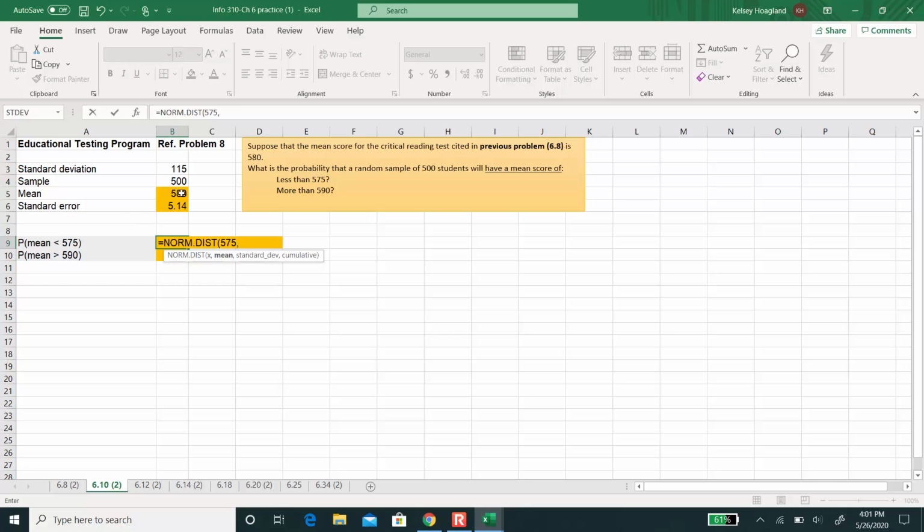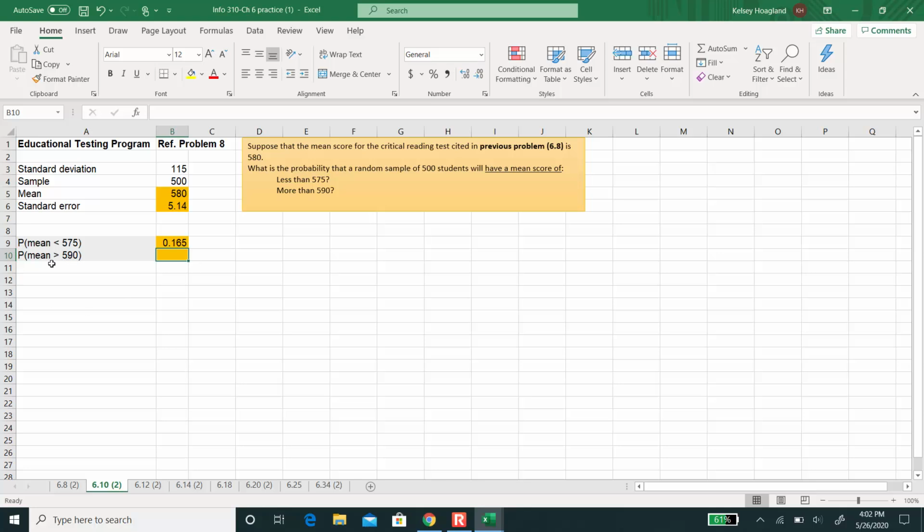And then your mean is right here. And then you do the standard error that you just found. And then for cumulative, you just write true. Close your parentheses, hit enter. You get 0.165, which is like a probability of 16.5%.